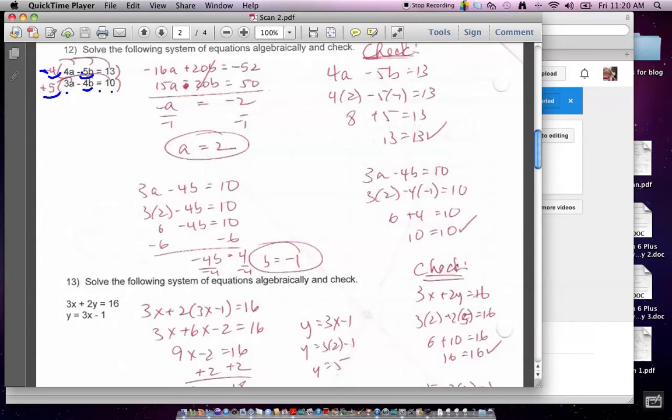Now, distributing the -4, I get -16a plus 20b is -52. And then 15a minus 20b is 50. And I just start working it. These go away, and I get -a is -2, divided by -1, a is 2. And then rewrite either equation. I rewrote the second one.